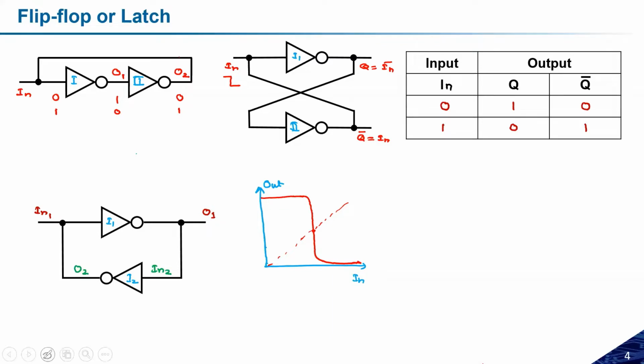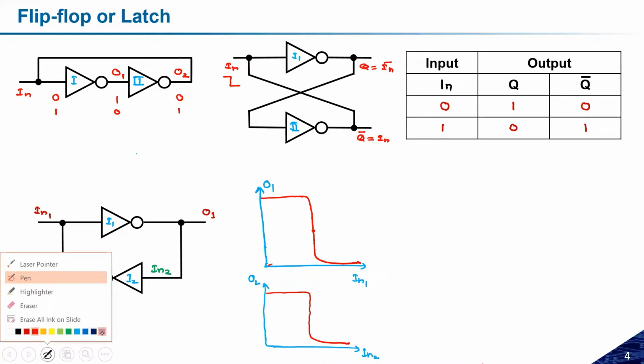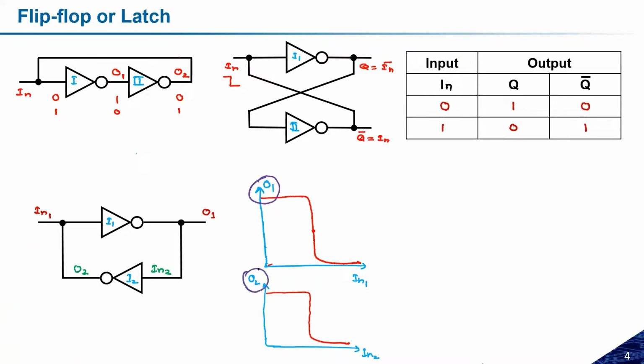Let us assume this is the characteristic for inverter number 1, with output 1 against input 1. We have some input and some output, giving the input-output characteristics of the first inverter. Now let us talk about the second inverter. Its input-output characteristics will again be like this, with input 2 and output 2. Because it is an inverter again, the behavior will be the same.